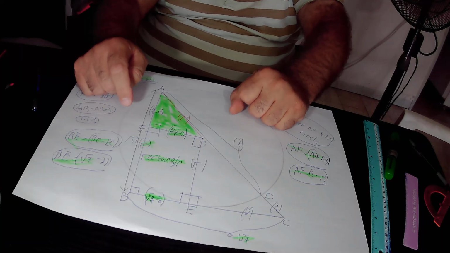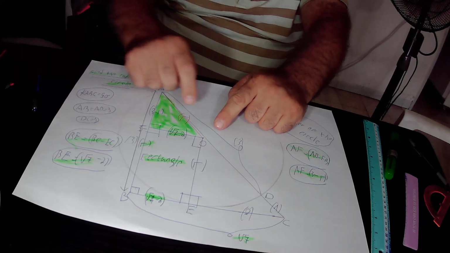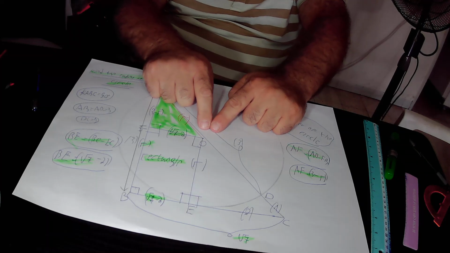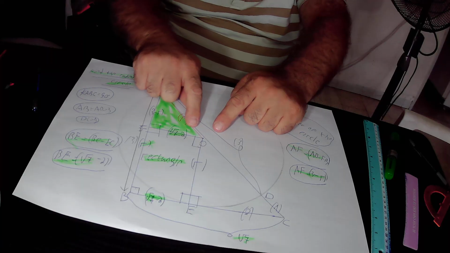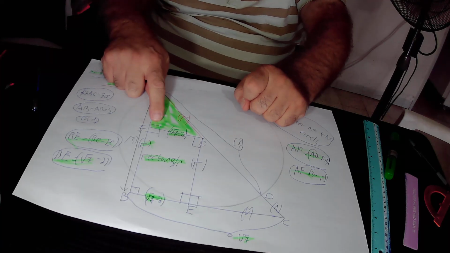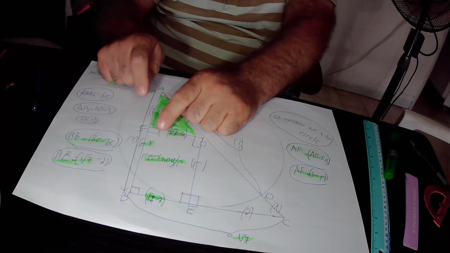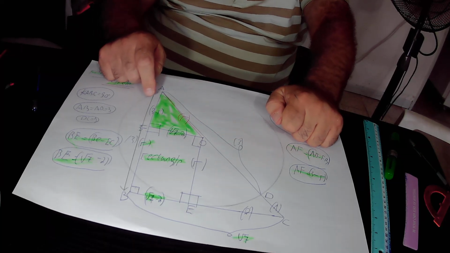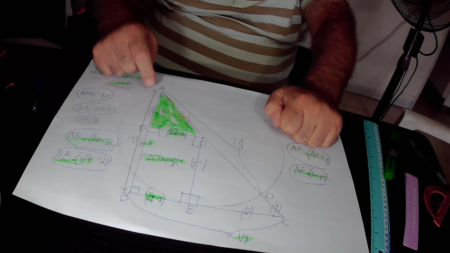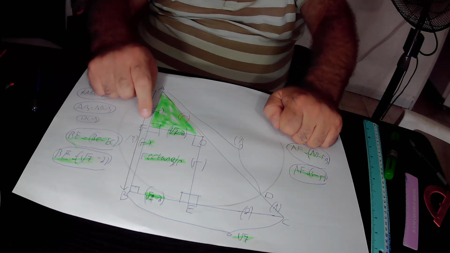In the next step, we do a construction: from point O, the center of this circle, we draw a perpendicular on AB. So this angle equals 90 degrees, and this angle also equals 90 degrees according to our construction. We define the point where the perpendicular from point O meets AB. This point is point F.